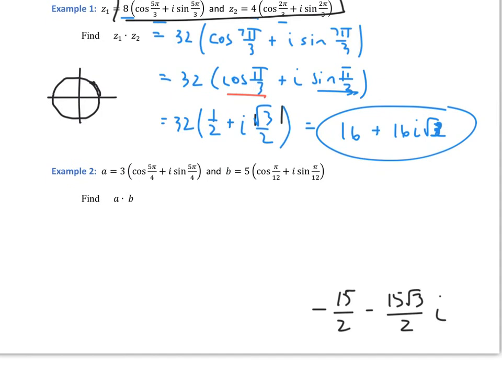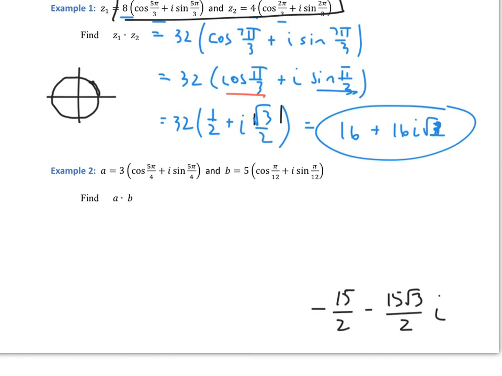So that's why down here, I can just go directly to 3 times 5 is 15, and then go to cosine of 5 pi over 4 plus pi over 12 is 16 pi over 12, which I'll simplify down to 4 pi over 3, and then plus i sine of 16 pi over 12. Otherwise, I would have to FOIL it, but that'd be a lot of work, okay? Everybody good with that?